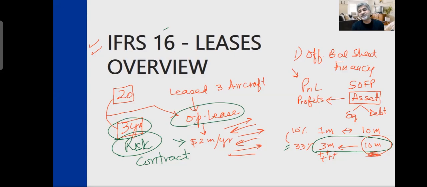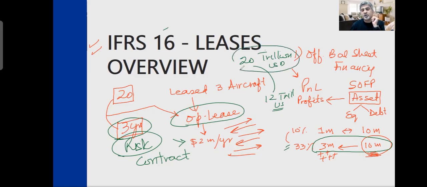Now, what is the size of this off-balance sheet financing? I don't exactly remember the number, because I read it 3-4 years ago when IFRS 16 was introduced and everybody was doing more research. So I think the number was something close to, if I'm not wrong, $20 trillion. 20 trillion USD is the size of off-balance sheet financing, out of which I think only 12 trillion is in the US. This is the global size.